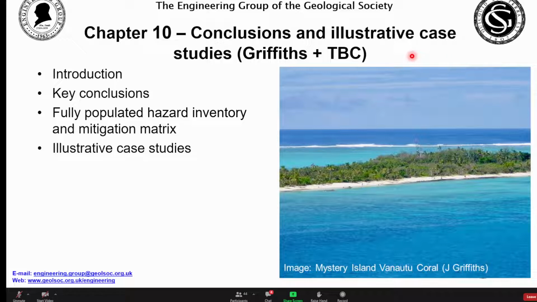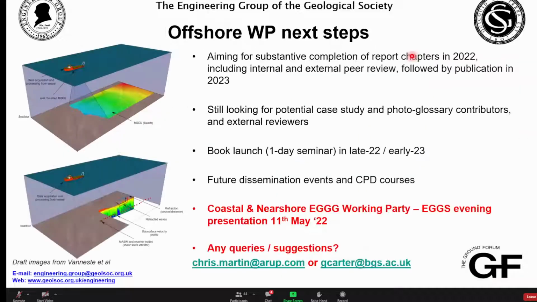And then, as I touched on at the start, we're also having this hazard inventory approach, which we'll introduce very early on in chapter 1. We'll then populate it through the different chapters and say how you might design a geophysical survey, a geotechnical investigation, geological tools, and engineering mitigations that you may put in place. But we'll look to consolidate that whole approach in the concluding chapter, the last chapter 10. So that's drawing the book to a close.